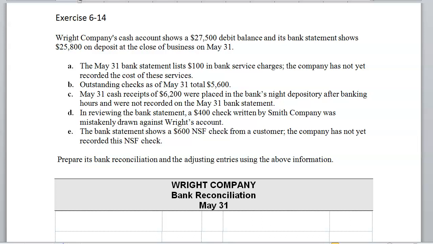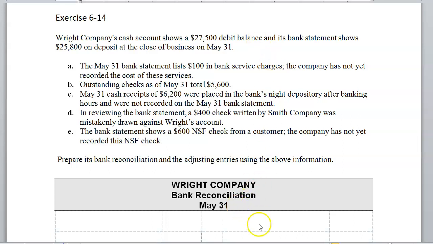Now we're going to walk through exercise 6-14. Wright Company's cash account shows a $27,500 debit balance and its bank statement shows $25,800 on deposit at the close of business on May 31st. So we're going to be preparing a bank reconciliation as of May 31st.